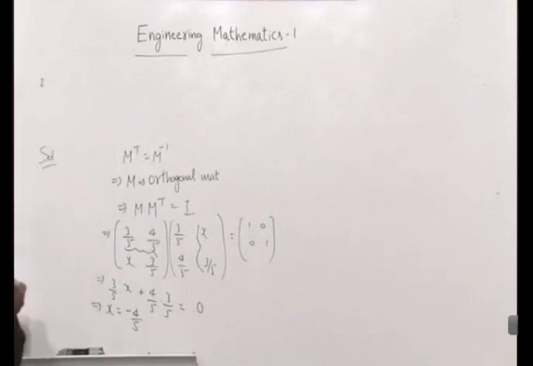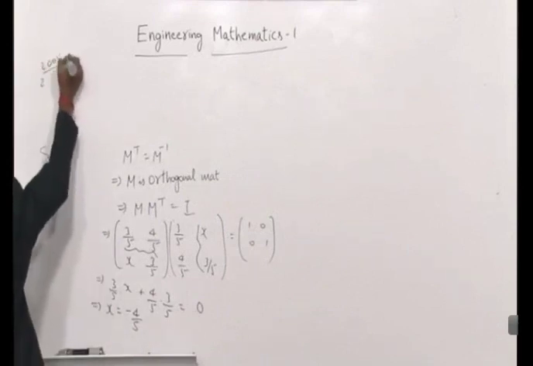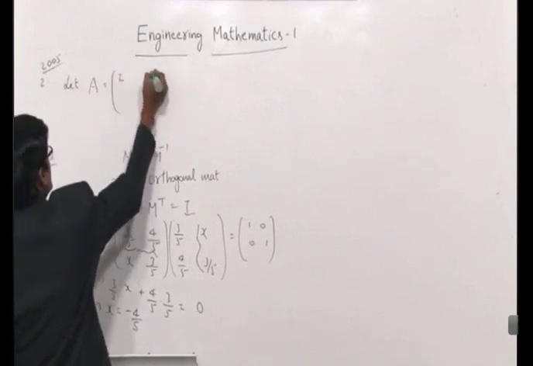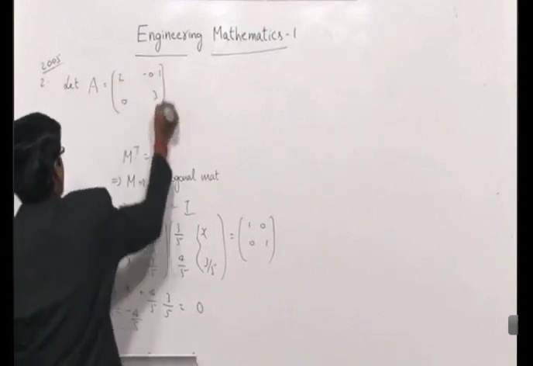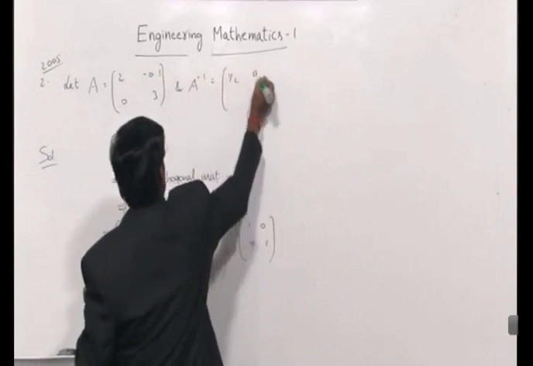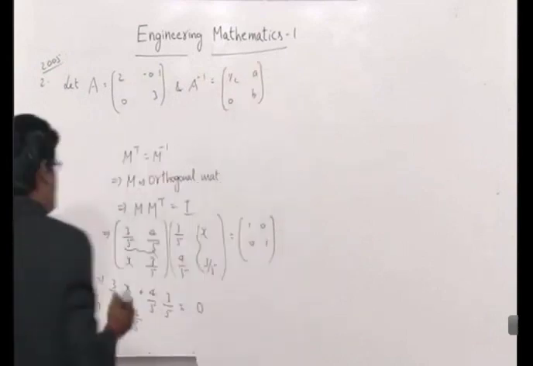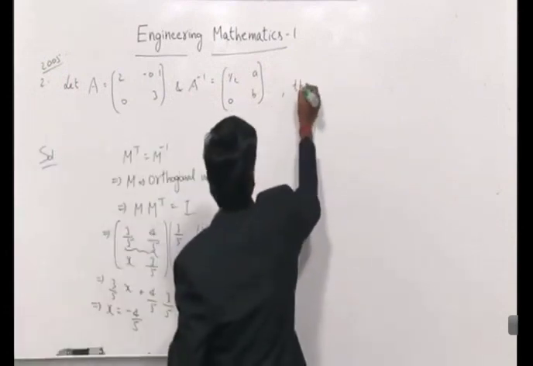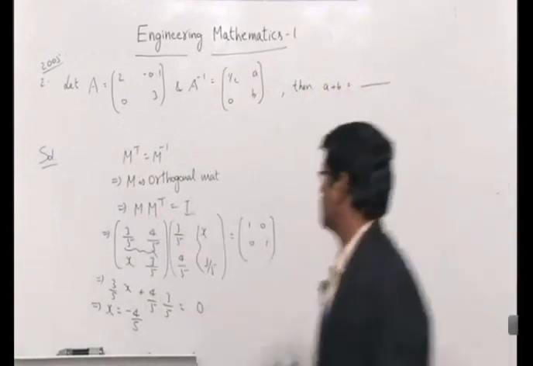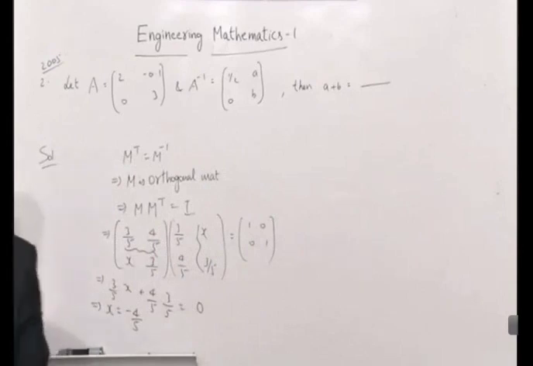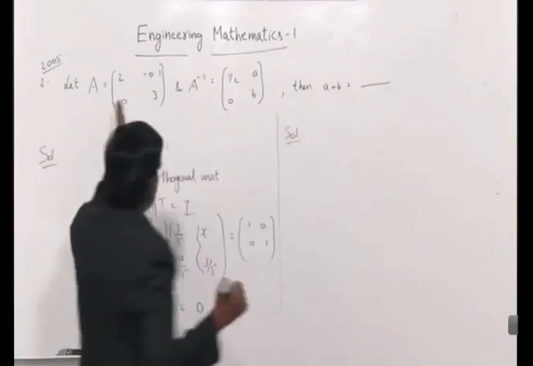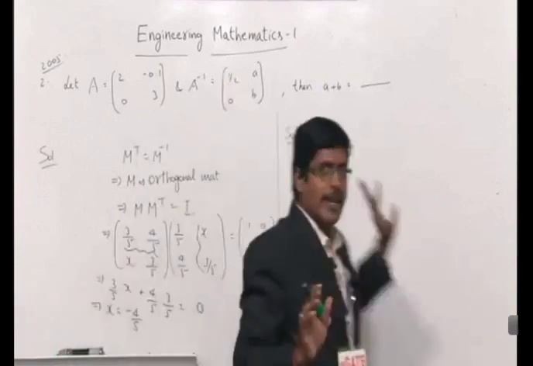The other example is given in 2005. Let A be equal to [2, -0.1; 0, 3] and A inverse is equal to 1 by 2 [a, 0; b]. Then A plus B is equal to? Just I am doing here. Solution. A is given and its inverse is given, but we have to find the two unknowns A and B and then their addition, the sum.